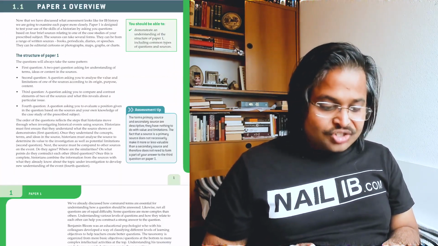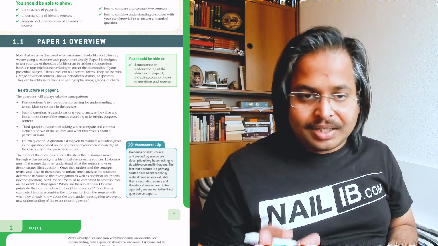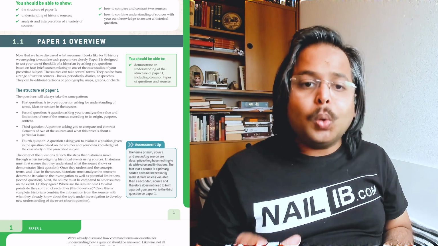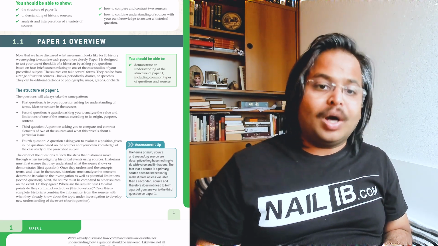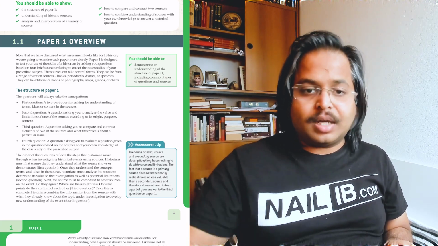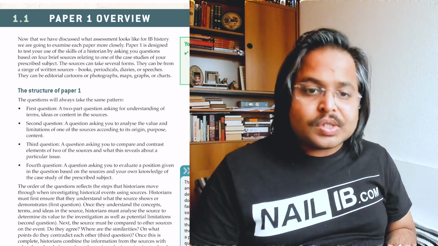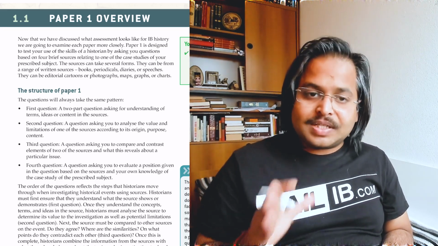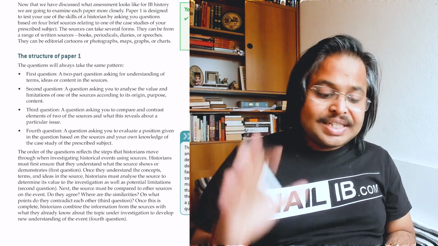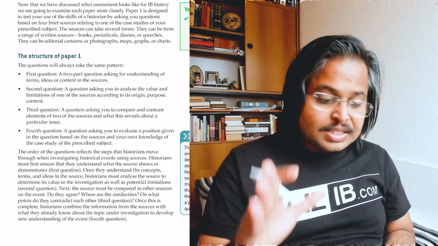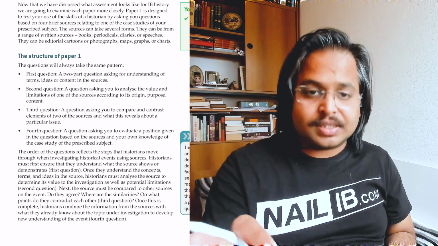Moving on from there, let's spend the remaining time of this video looking at paper 1 in some amount of detail, so that we know the expected skills we are supposed to possess as we continue with the paper 1 core content in the coming videos. So, paper 1 overview. Now that we have discussed what assessment looks like for IB history, let us examine this paper more closely. The structure of paper 1 is designed to test the skills of a historian by asking you questions based on 4 brief sources.